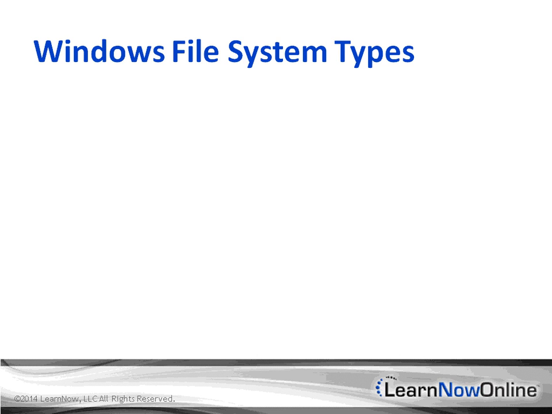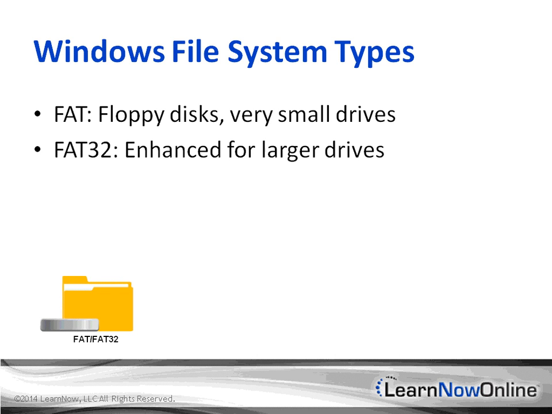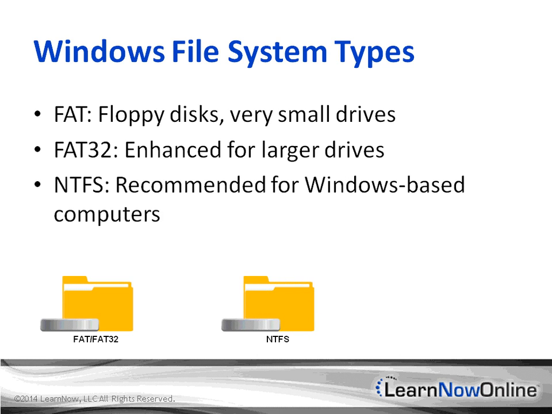Now, with the various Windows file system types, and these are referred to as file system types, you have from the earliest days FAT, F-A-T, which was for floppy disks or very small drives. FAT32, which was enhanced for larger drives. And NTFS, recommended for most Windows-based computers that are running today.